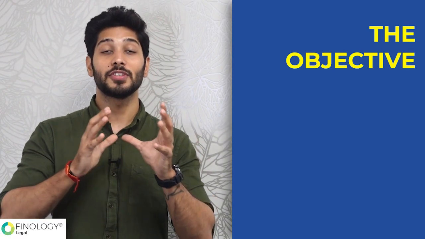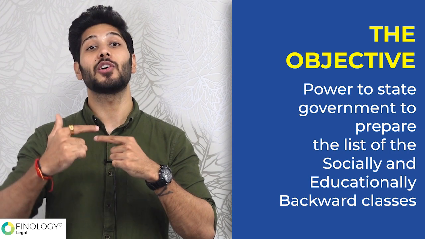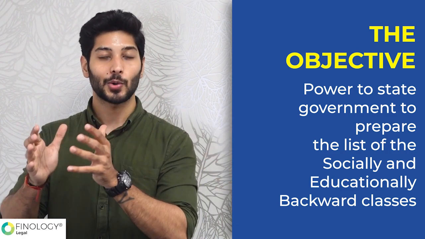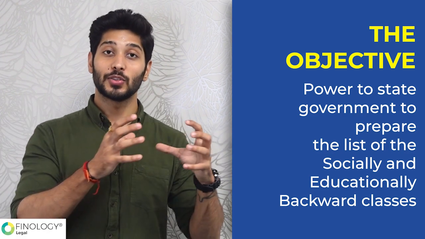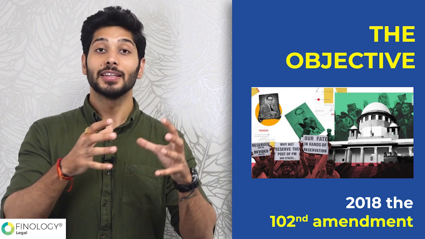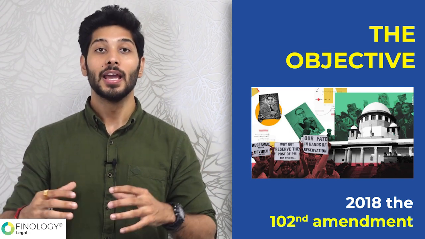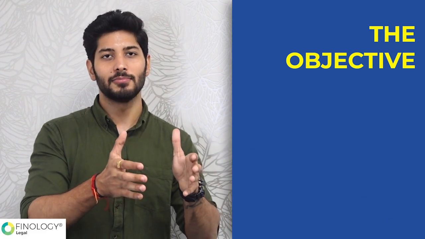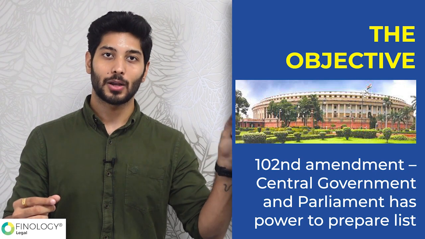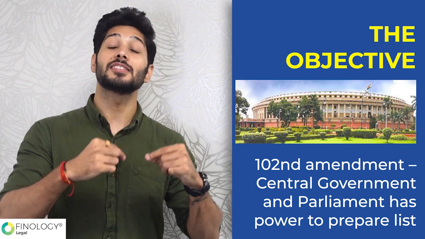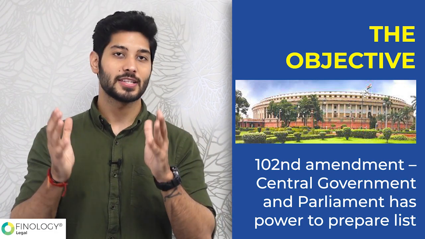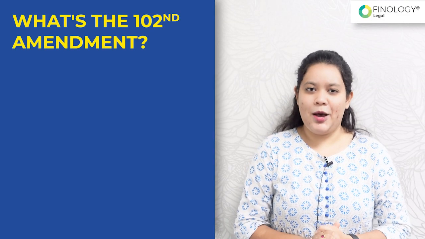Objectives of the bill. See, the objective of this bill is to reinstate the power of the states to prepare the list of socially and educationally backward classes, that is OBCs. Now this was taken away from the states through the 102nd Amendment that was brought in the year 2018, after which only the central government and the parliament had the power to prepare the list of socially and educationally backward classes. But with this amendment, the states will also be able to prepare the list and provide for subsequent reservations. Moving on to the 102nd Amendment.